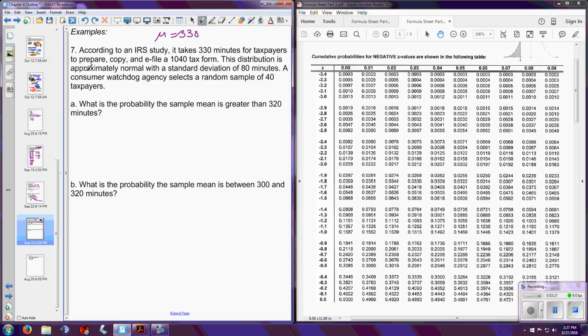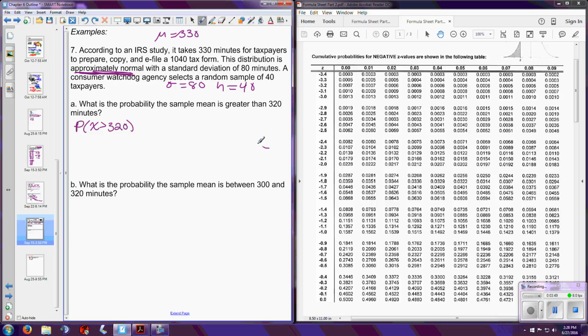The distribution is approximately normal, so it doesn't matter from here what that sample size is. As soon as they said approximately normal, we're okay to use the normal distribution. We have a standard deviation of 80. They randomly select a sample of 40 tax returns, so n equals 40. What's the probability that the sample mean is greater than 320 minutes? So we're looking for x greater than 320.